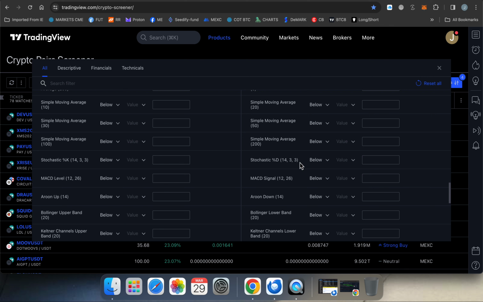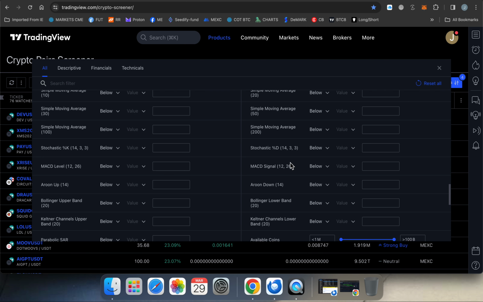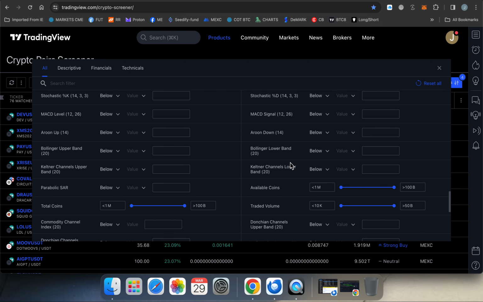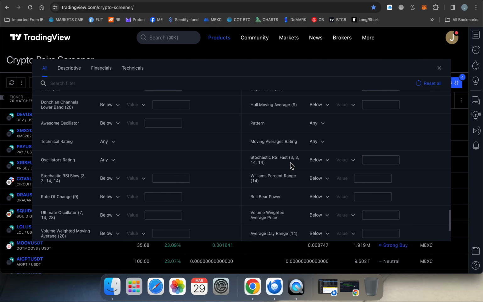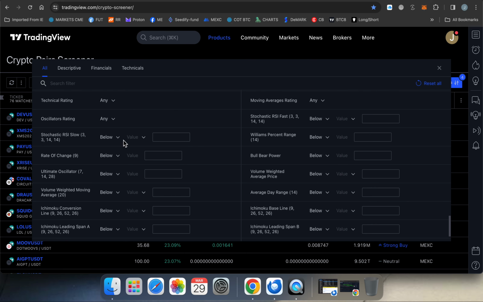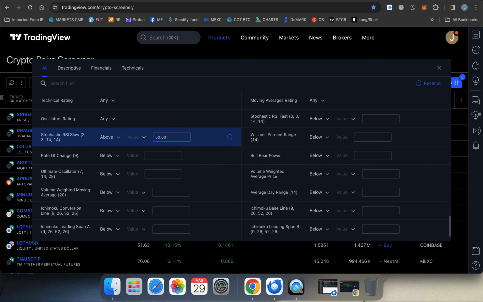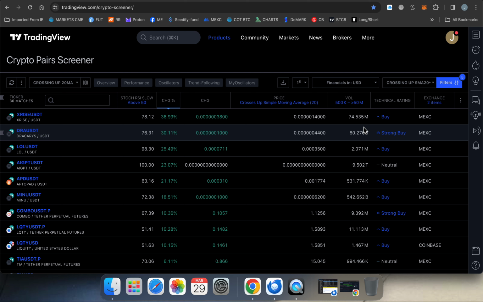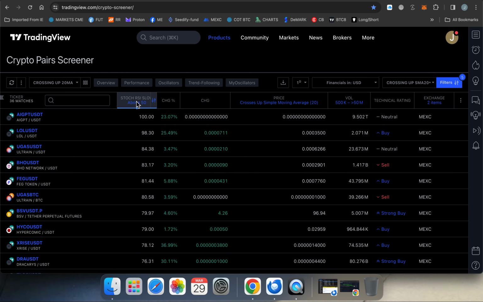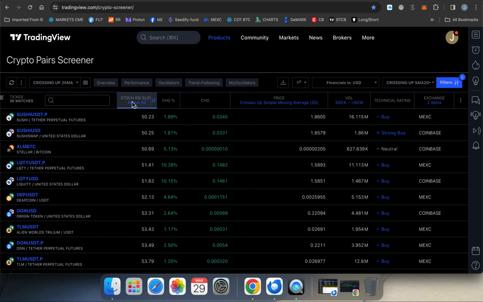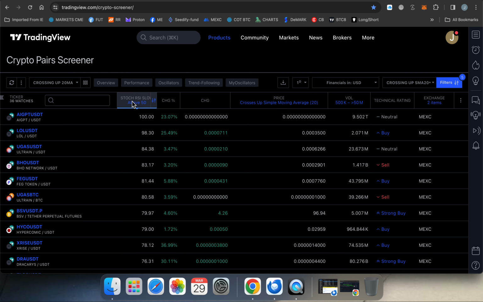Stochastic. Let's see. Stochastic RSI. Here we go. Let's get above 50. There we go. Hit enter. Should save it. Close that out. Here we go. See, it saved it. And you can sort high to low. Click that. Left click your mouse on that high to low.